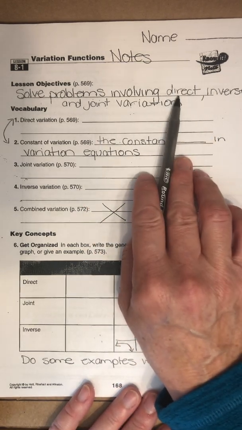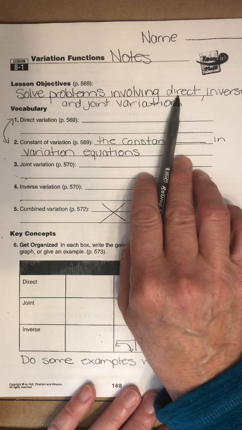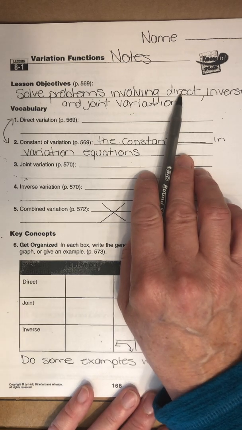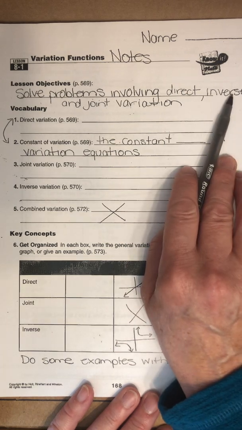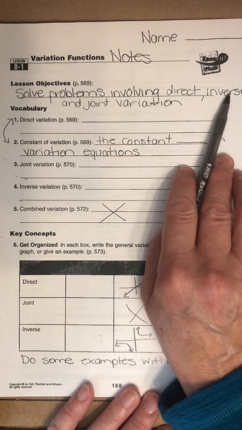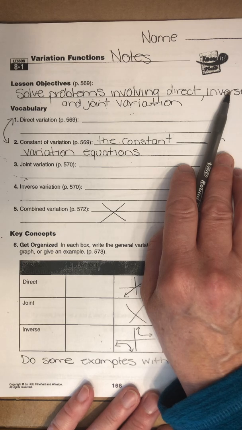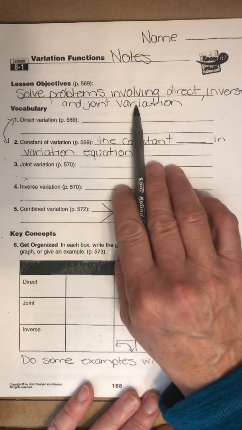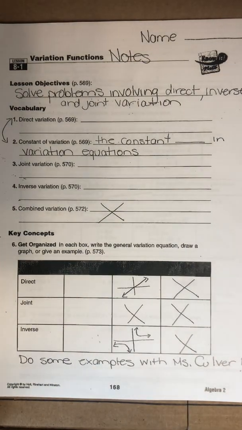So variables are directly related to each other if when one variable goes up, the other one does also. They are inversely related if when one variable goes up, the value of the other variable goes down. And joint variation is when you have more than two variables related to each other.